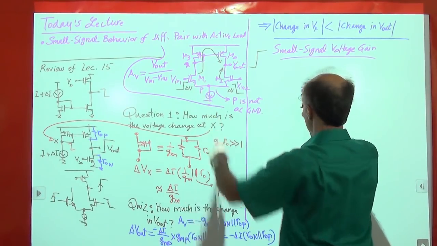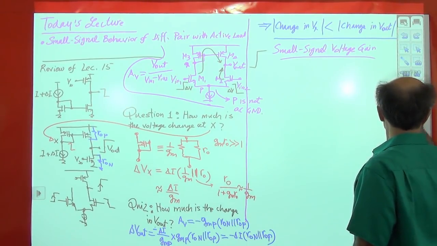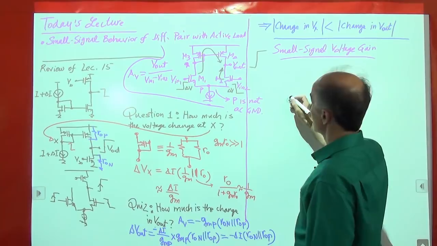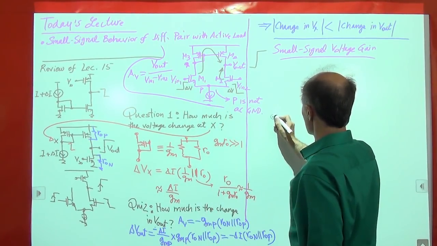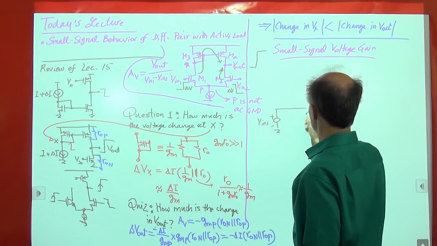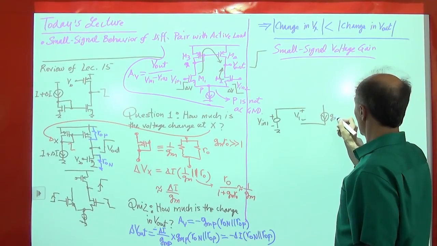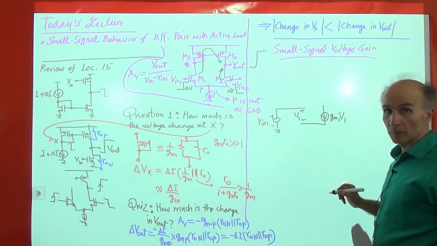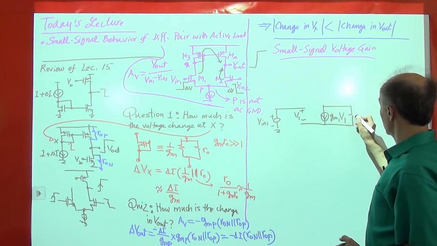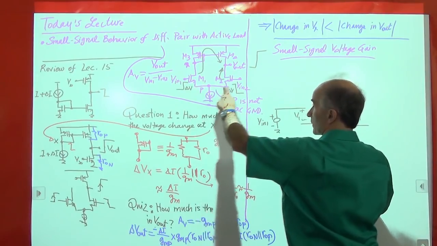All right, we start with the input devices. So we start with the input sources and input transistors. So here's our input source, Vin1, and V1, gm1 V1, right? I'm drawing the model for M1. M1 has an output resistance. We call that RO1. And the source of M1 connects to the source of M2.